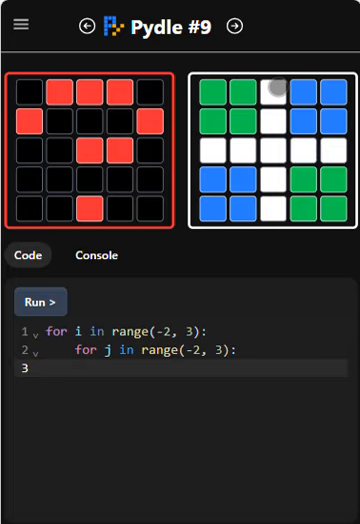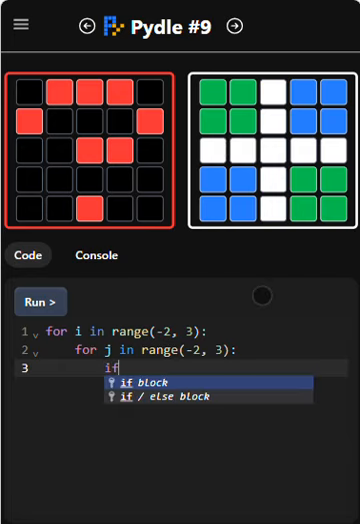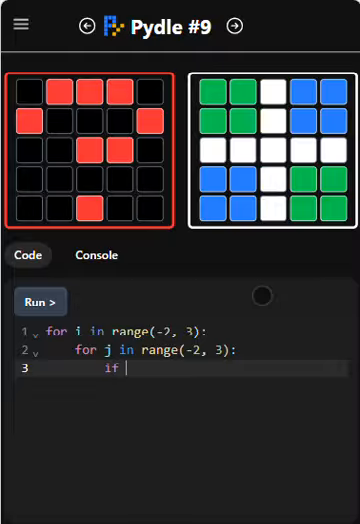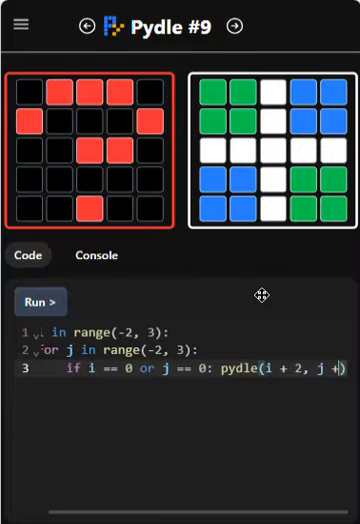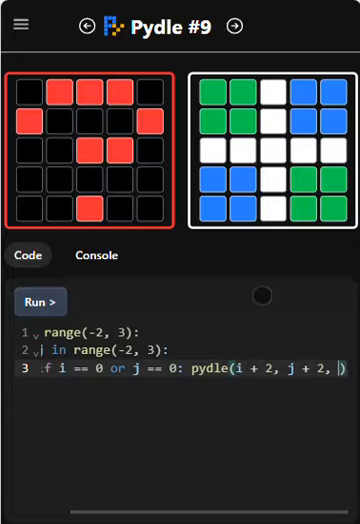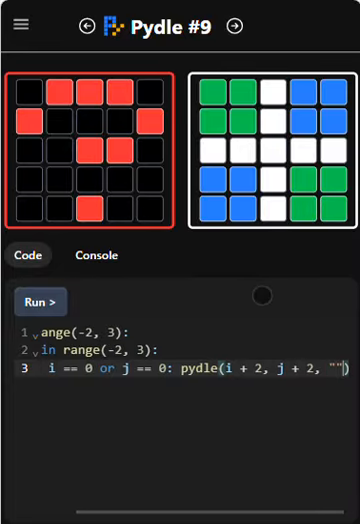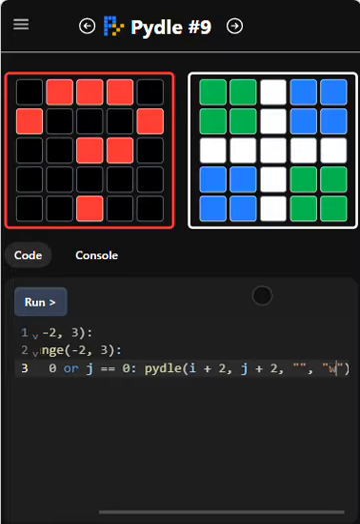And the axis is going to be where i equals 0 or j equals 0. So we put in the if statement: if i equals 0 or j equals 0, then do Pydle. Now we need to convert to Pydle coordinates. So say i plus 2, j plus 2, and then no character, and that needs to be white.